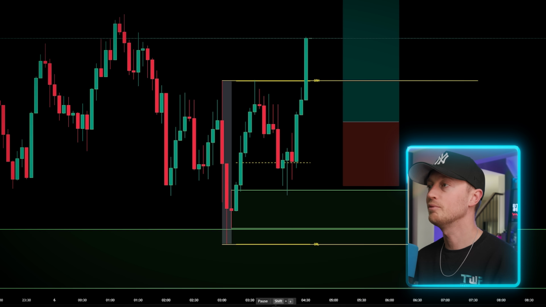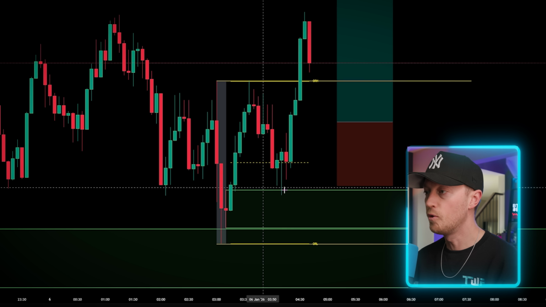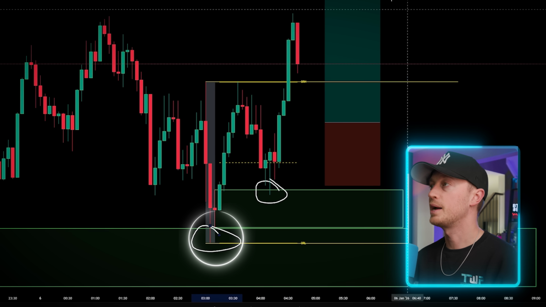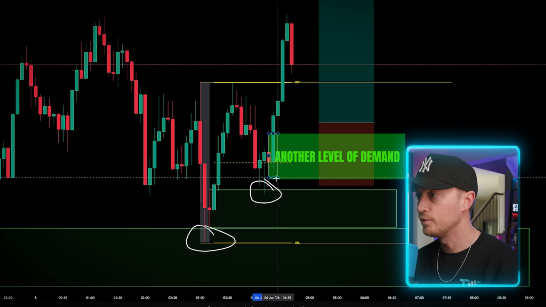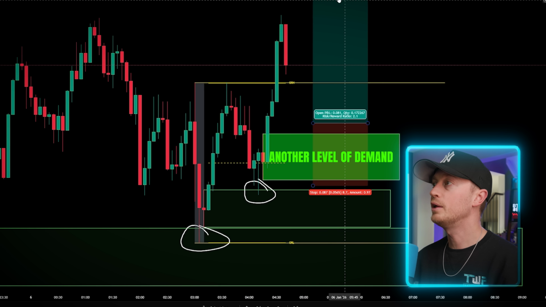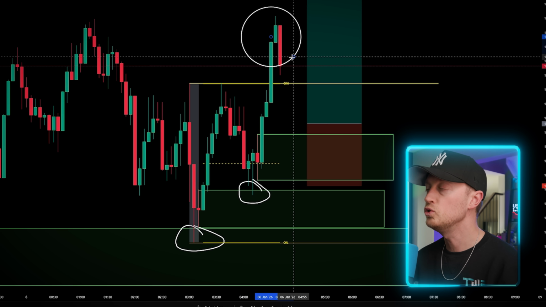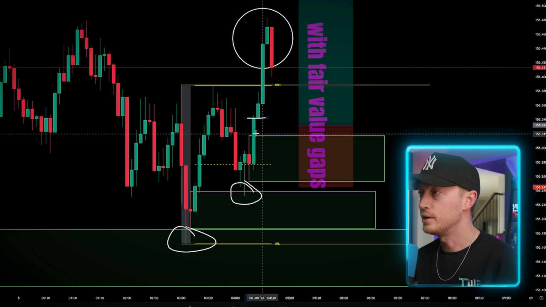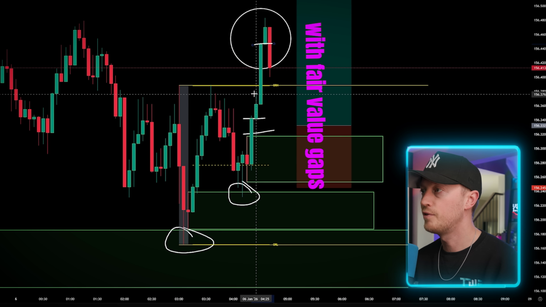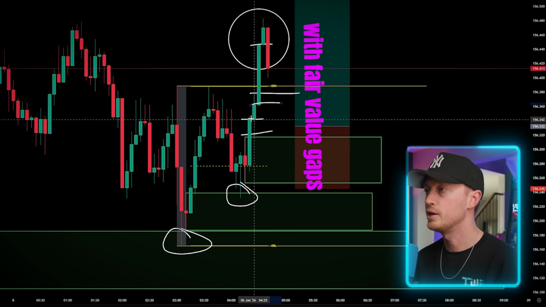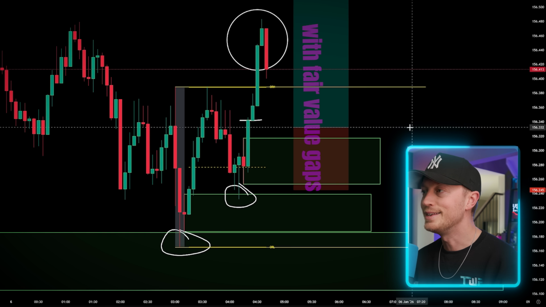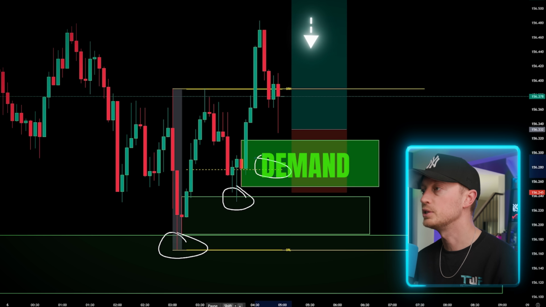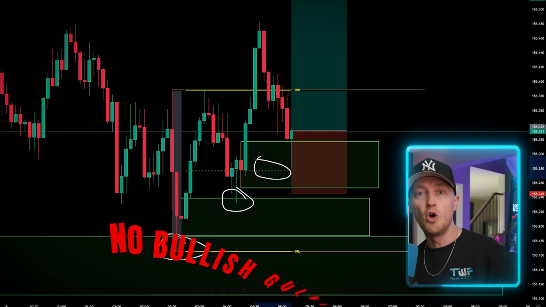It came back, and look, it respected that level too. So this level of demand got respected. This level of demand got respected, and we created another level of demand right here on the displacement and the huge breakout right here, the aggressive price move with a fair value gap here and a big fair value gap here and a fair value gap here. So this is a nice looking demand right here. And what happens? We're waiting for price to come down to that level, but there's no bullish engulfing.